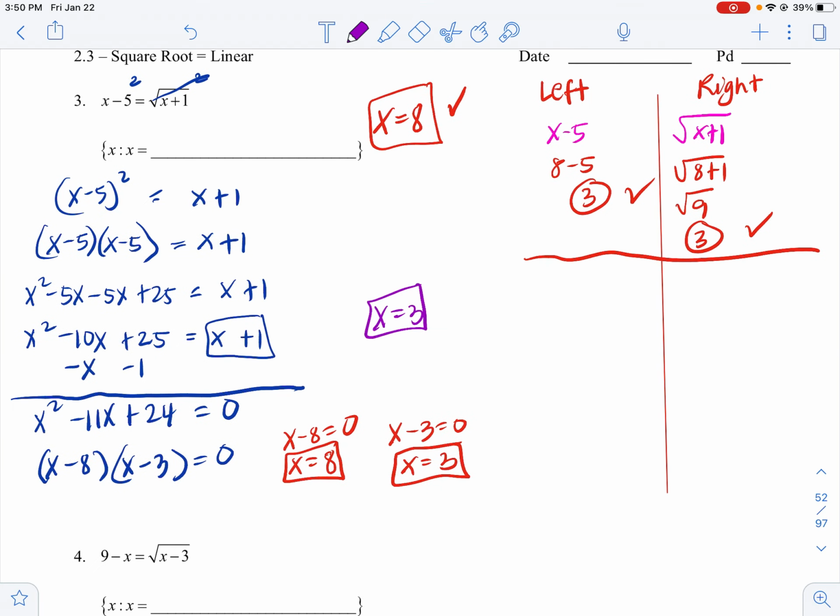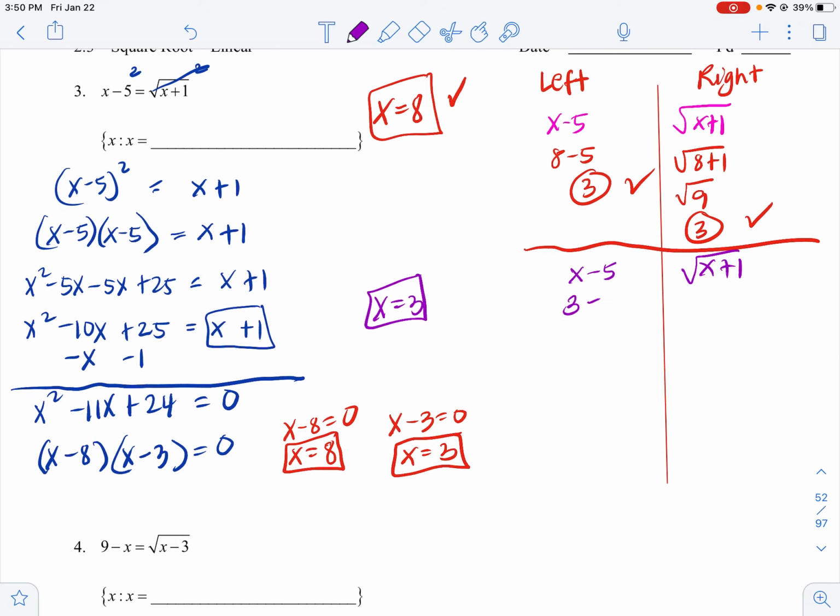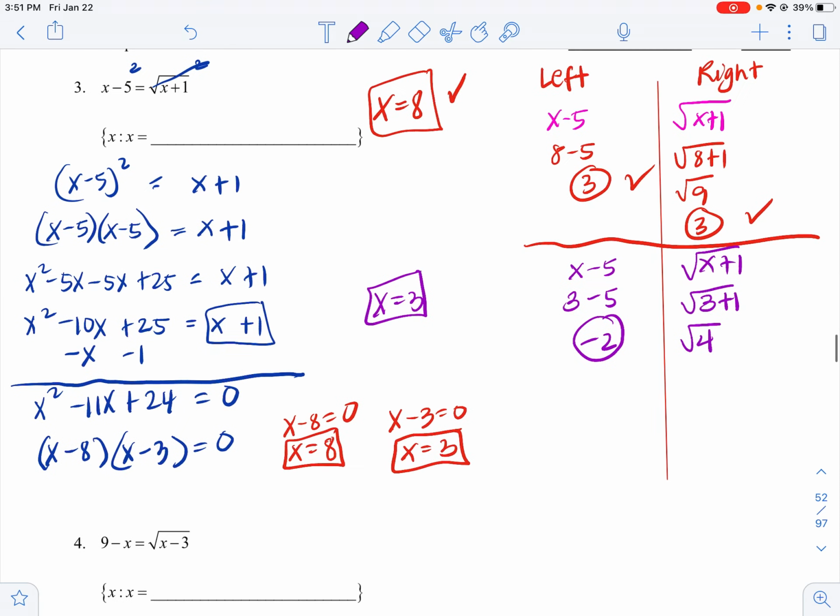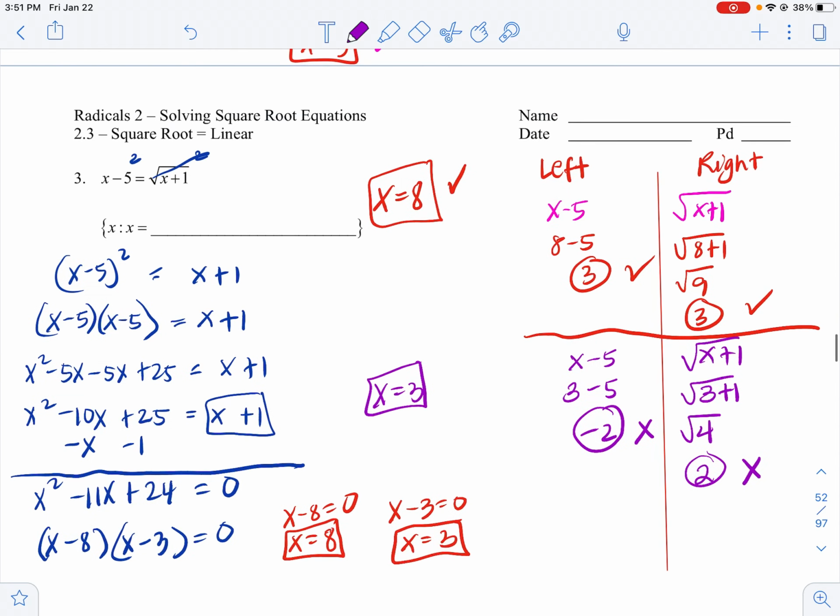Now let's check if the 3 would work. Okay, we have x minus 5, x plus 1. Let's plug in 3. That's 3 minus 5, which is negative 2. And then we have 3 plus 1, square root of 4, and that's a 2. So it looks like it didn't work because we have a negative 2 on the left, and a positive 2 on the right. Therefore, the positive 3 is not our answer. Only 8 would work.